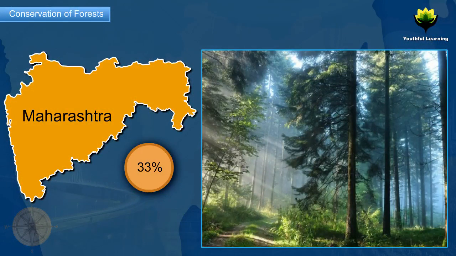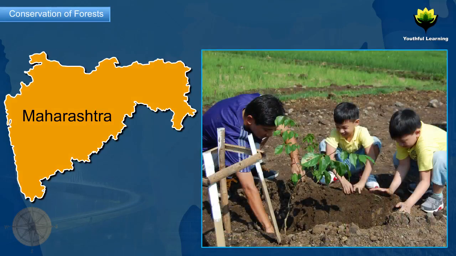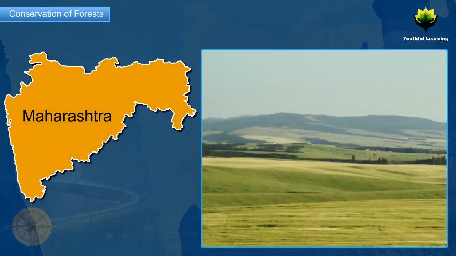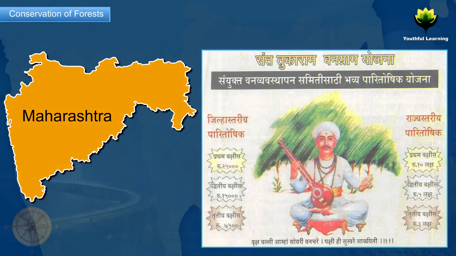To protect forests in the state, thousands of tree saplings are planted every year in the state. Further, planting of trees on bunds of fields and fallow lands is encouraged. The state government had launched the Sant Tukaram 1 Gram Yojana in 2006 to stop illegal cutting of trees and spread awareness about benefits of forest conservation.